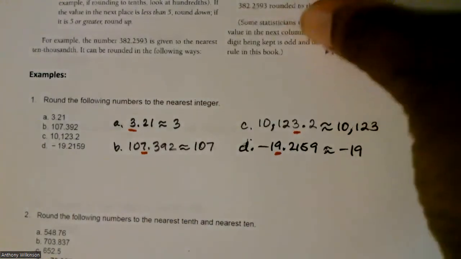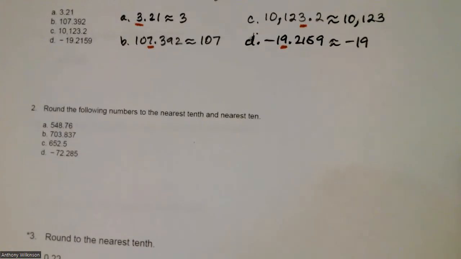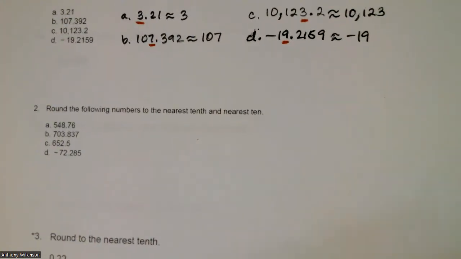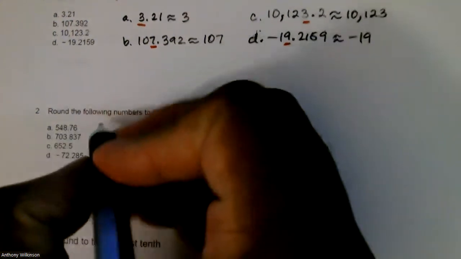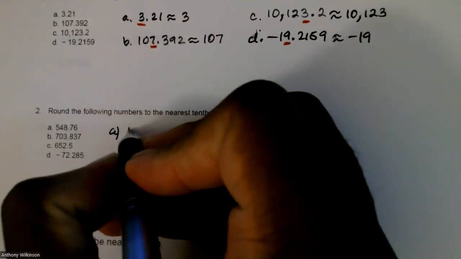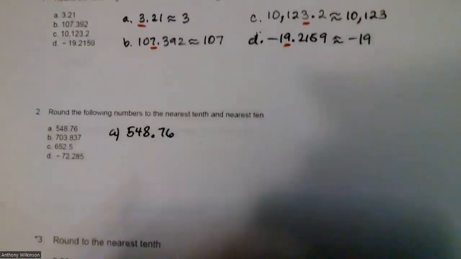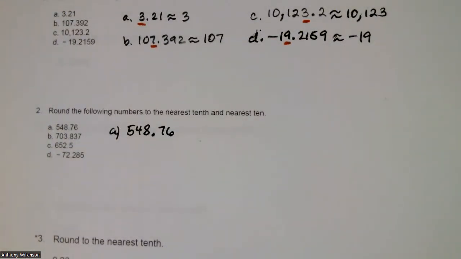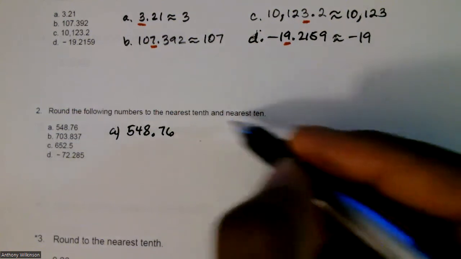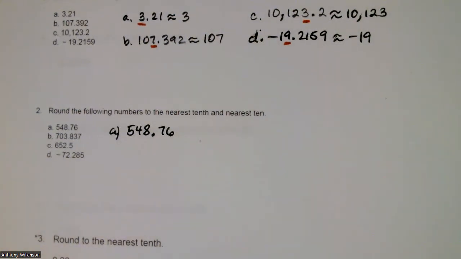All right, here's another set of problems here. Problem number 2. Here we're going to round the following numbers to the nearest 10th and to the nearest 10. So in part A, we got 548.76. Now we're going to round to the nearest 10th and then to the nearest 10.